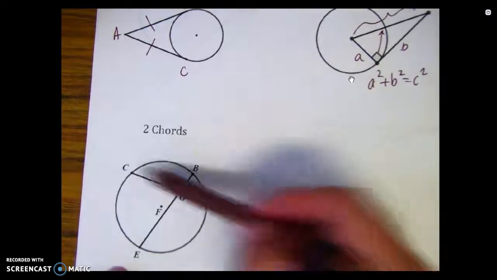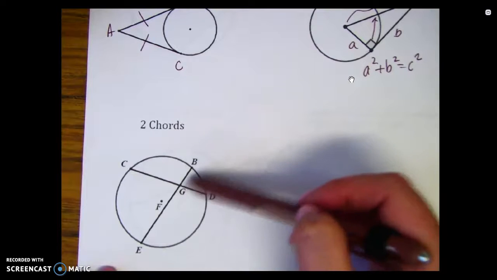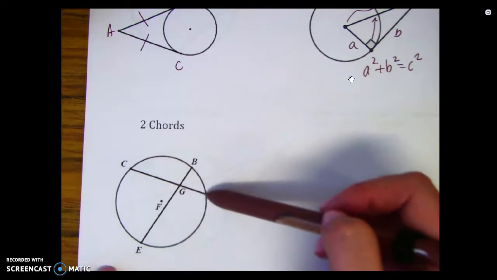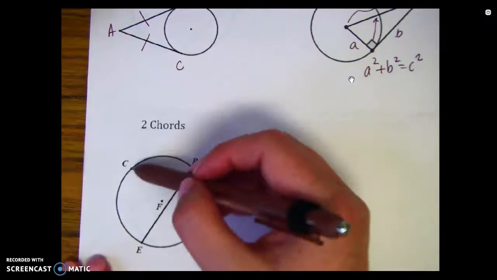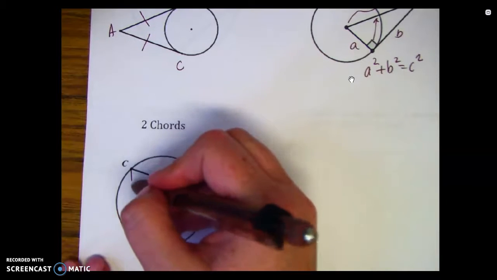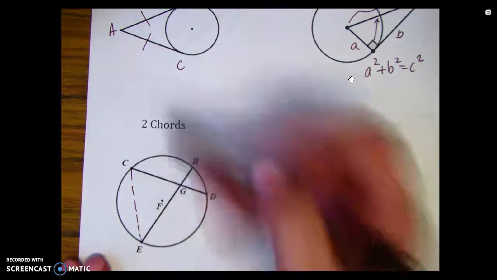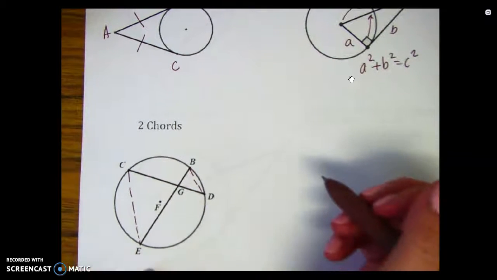If I have two chords that stay within the circle and intersect, and I want to find one of these pieces, what I have to do is create some similar right triangles. There are two ways that you can connect them, but what you're doing is connecting the points that are on the circle. So I could connect C to E, for example. That would give me this triangle here. And I could connect B to D. That would give me that triangle there.